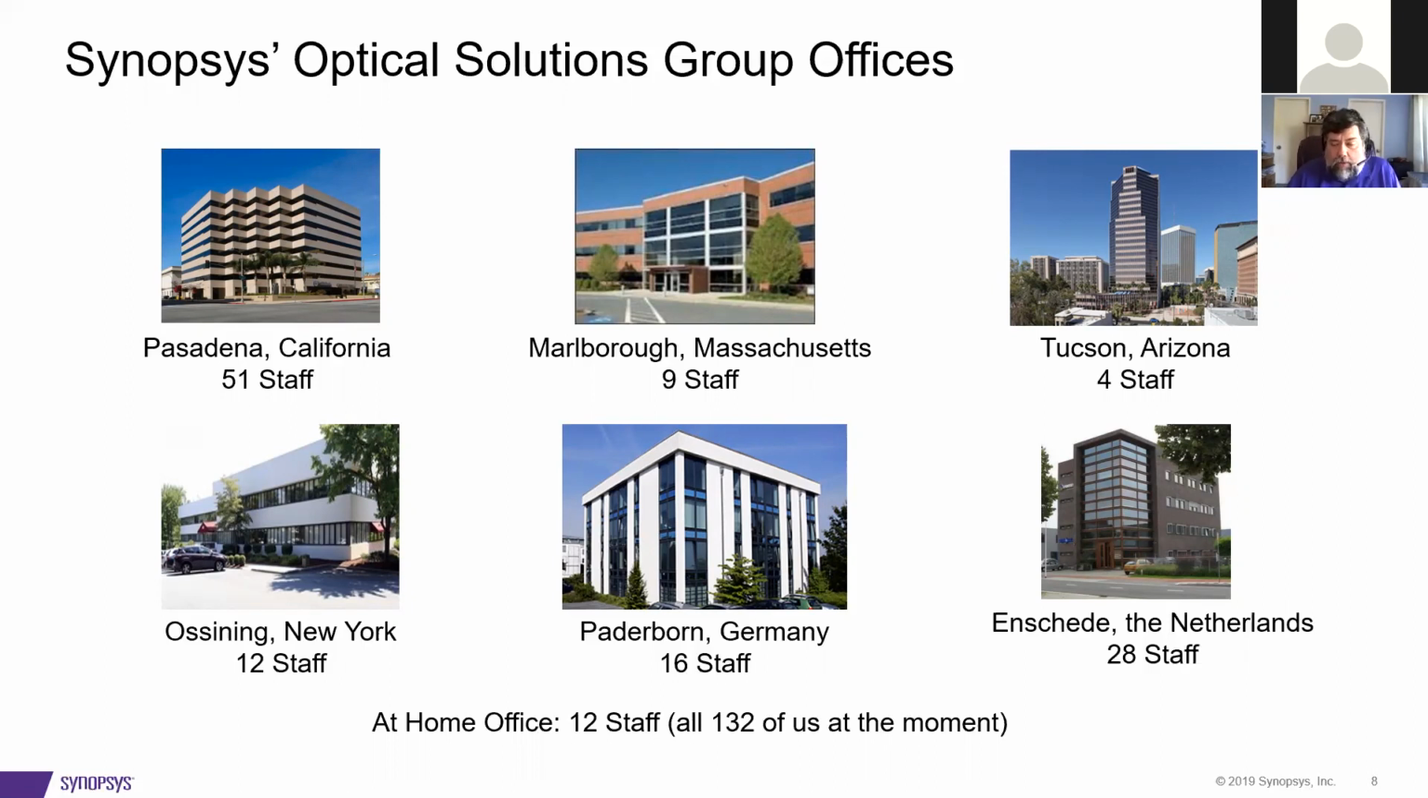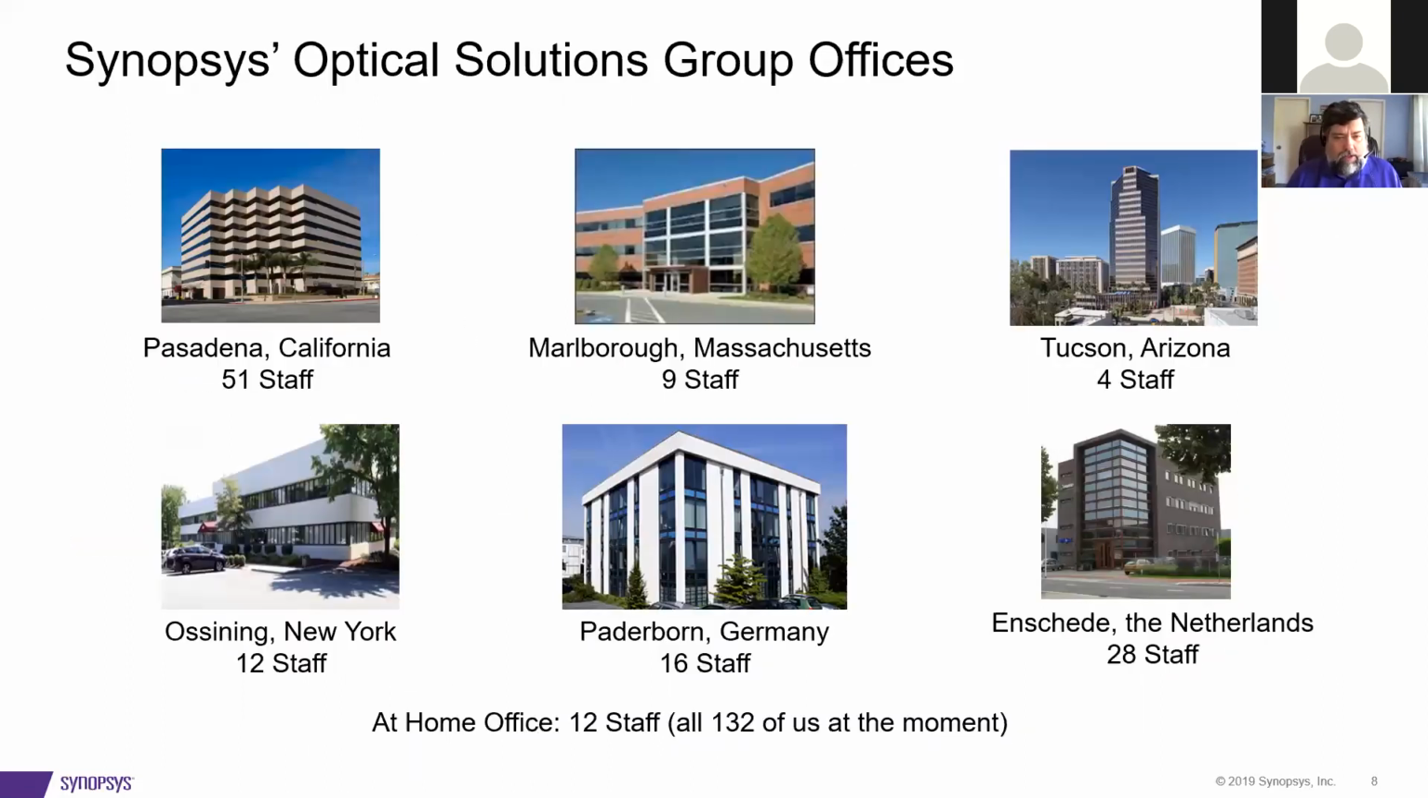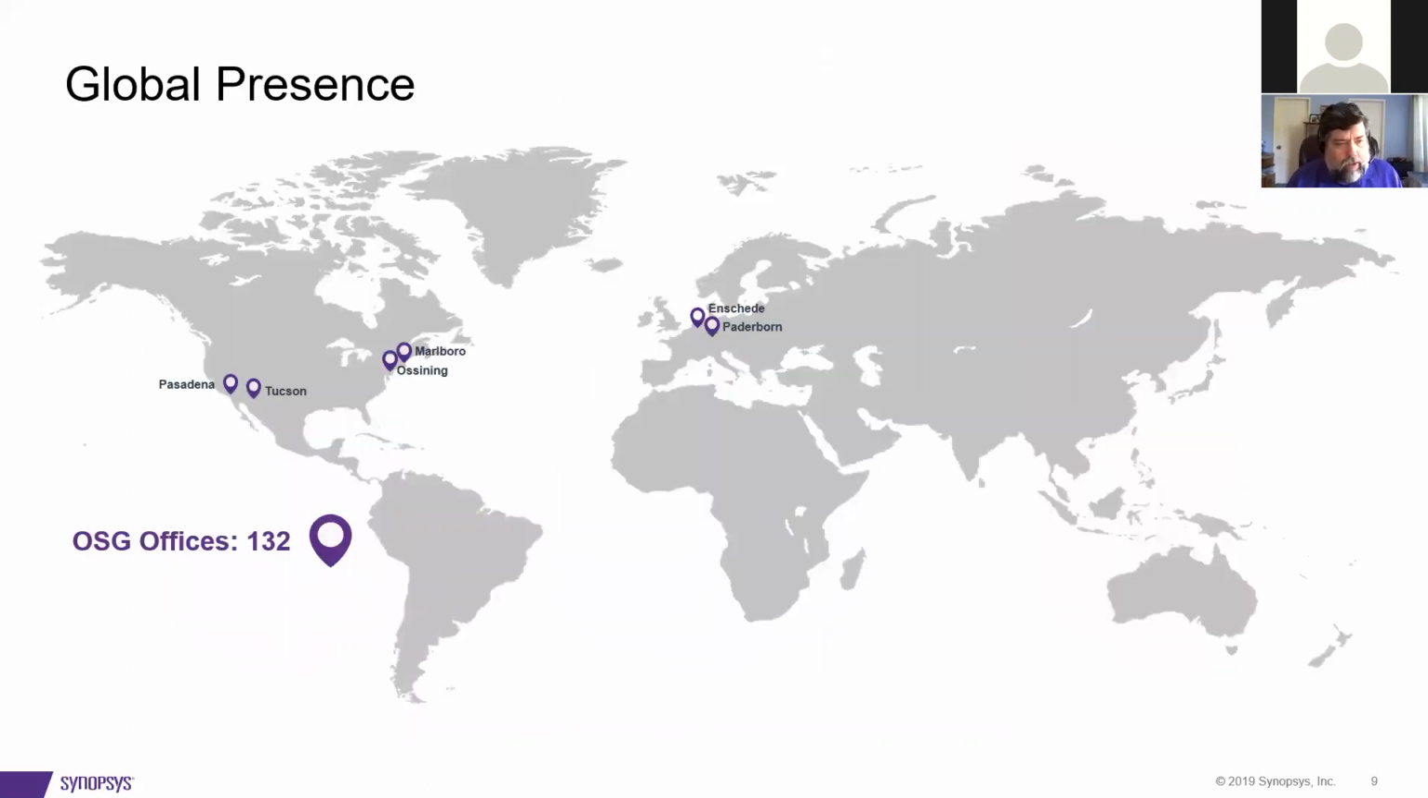But then I put a parenthetical comment. Actually, all 132 of us are at home at the moment, or nearly all of us anyway. But I do like looking at pictures of the building because it's a little nostalgic at this moment. I'd like to go back to work in my office. So that's where we are, that's our people.